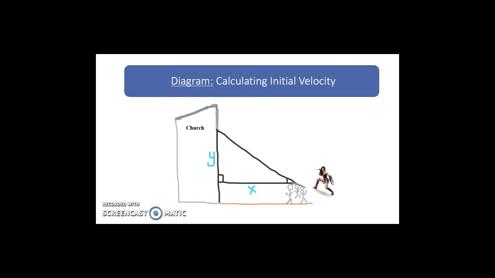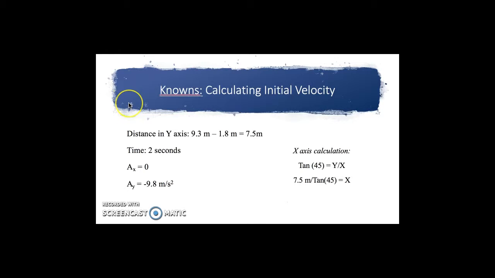And so to do this equation, first we wrote out the things that we know. So in this equation, we have a distance in the y-axis that we estimated to be 7.5 meters, which we got by taking the height of the church at 9.3 meters, and then taking away the height of the shield, which we estimated at 1.3 meters to give us a final height of 7.5 meters. So that acts as our displacement in the y direction. And then we calculated our time to be 2 seconds.